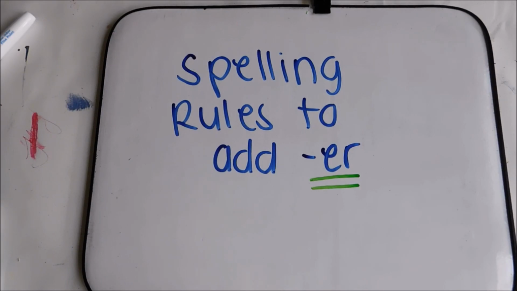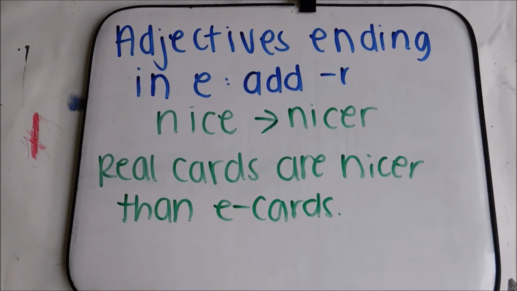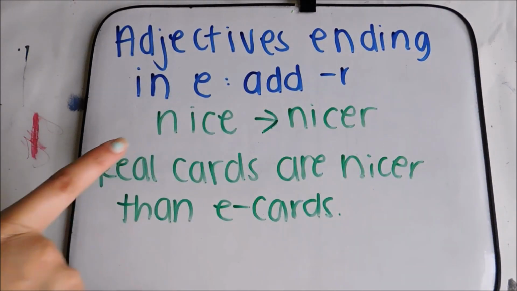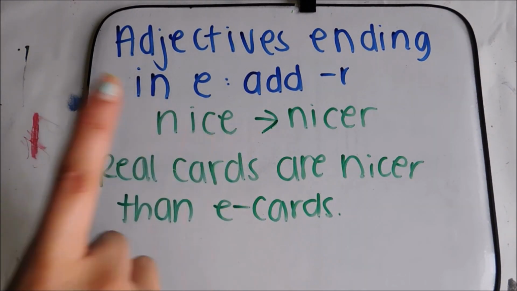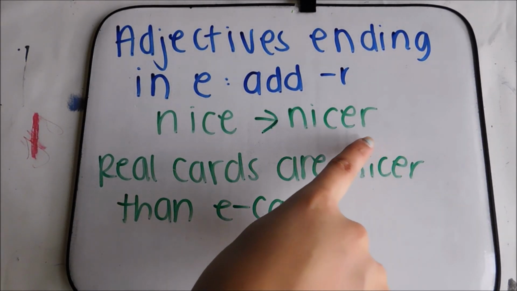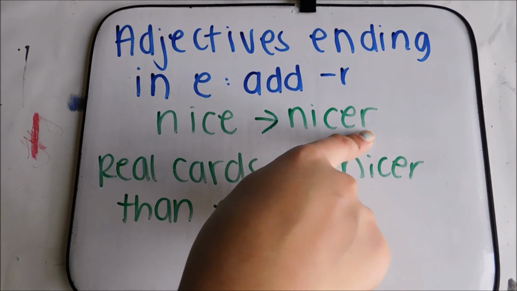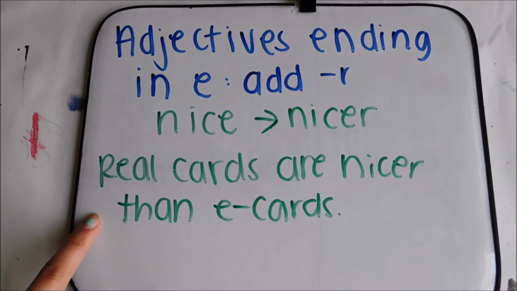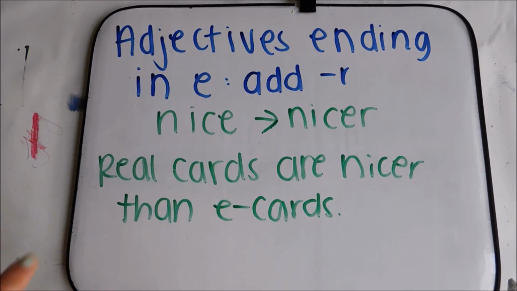You already know that there are always spelling rules to add endings to words, and the adjectives are not an exception. So we need to talk about the spelling rules to add ER. If your one-syllable adjective ends in E, then you only need to add an R. For example, nice, one syllable, it ends in E. So to make the comparative, all we put is an R at the end, nicer. Real cards are nicer than e-cards.